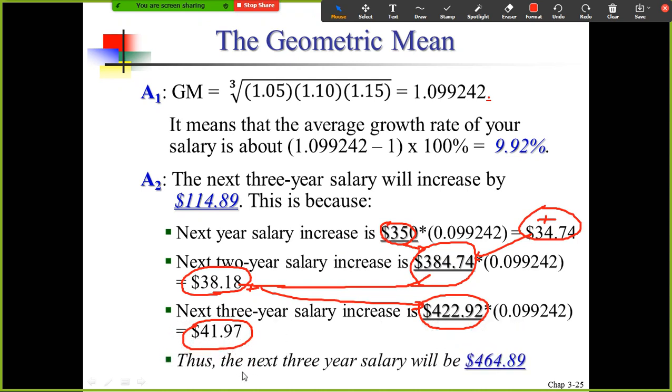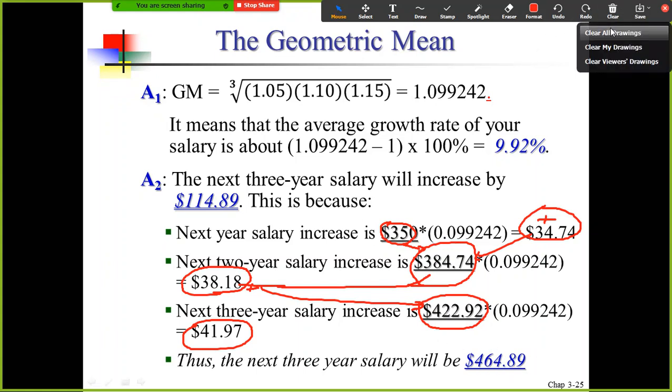So within these 3 years our salary will increase by 114.89. It increased by this amount within these 3 years, not only 1 year, because the first year increased by this amount, second year increased by that amount, third year increased by that amount. Together 114.89. So how much will our salary be in the next 3 years? In the next 3 years our salary will increase from 350 to 464.89.